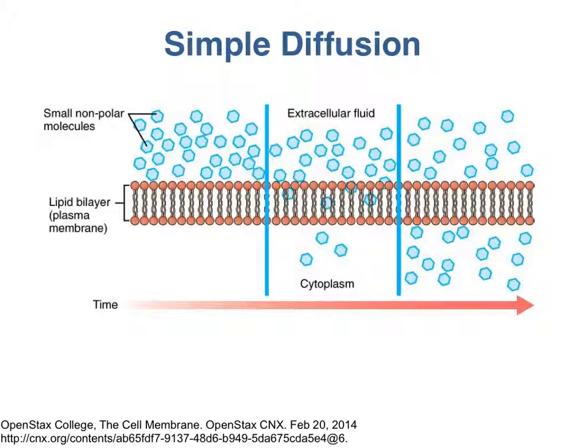The simplest form of membrane transport is called simple diffusion. In simple diffusion, it is a passive transport mechanism. There's no extra energy required. It's diffusion, so you have molecules moving from an area of high concentration to an area of low concentration. And it's called simple diffusion because those molecules pass straight through the plasma membrane, straight through that phospholipid bilayer.